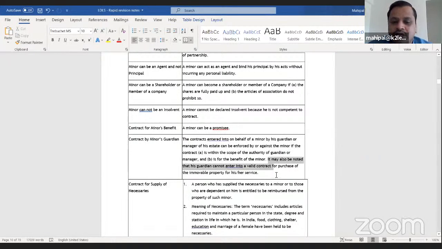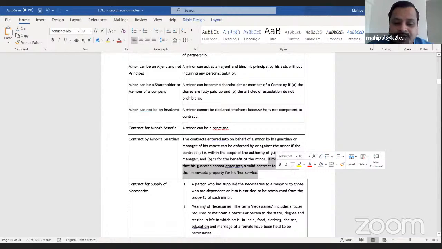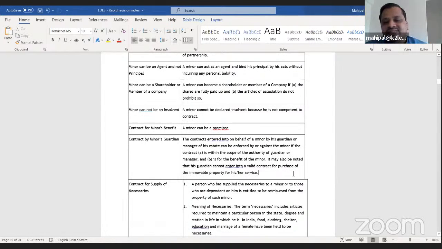It is also to be noted that a guardian cannot enforce a contract of purchase of immovable property for his services. So first of all, can a guardian act on behalf of the minor? Answer is no. Then when can they act? Number one, they should get the prior approval from the court, and the court should have given them an authority to act. And number two, this agreement so entered should be for the benefit of the minor. In such case, minors will be liable for the act of the guardian.